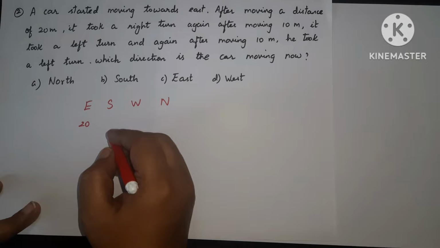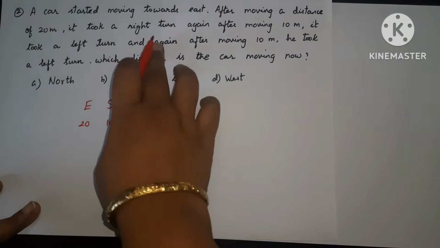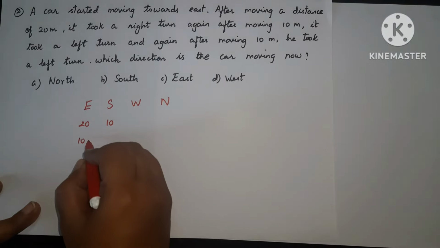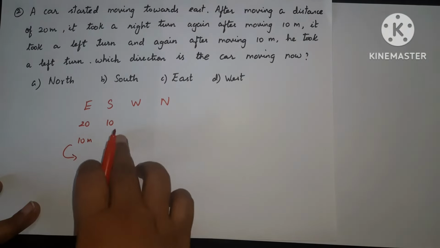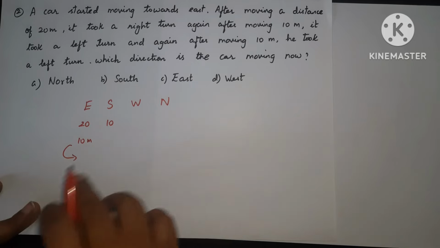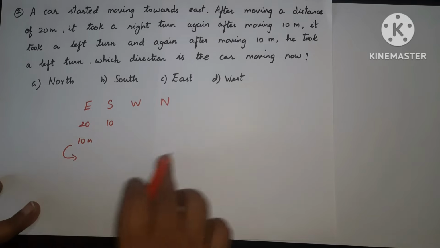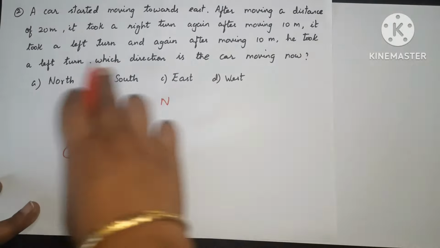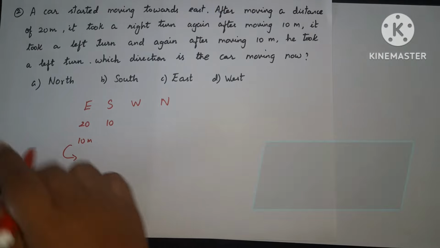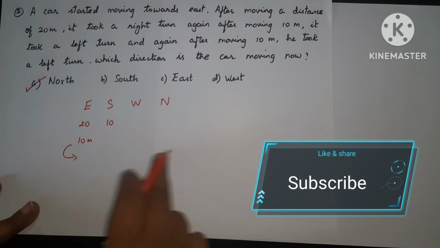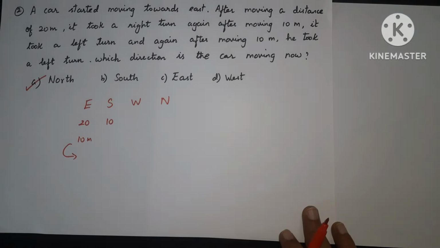Right turn. Again, after moving 10 meters, it took a left turn. And again after moving 10 meters, it took a left turn. So left turn is nothing but left. This is right, so south. Again it goes to north. What is the right of this east? It is south. Left is north. Again it comes to north. So it took a left turn. Which direction is the car moving now? The car is moving in the north direction because it has reached north here. So the answer is north.